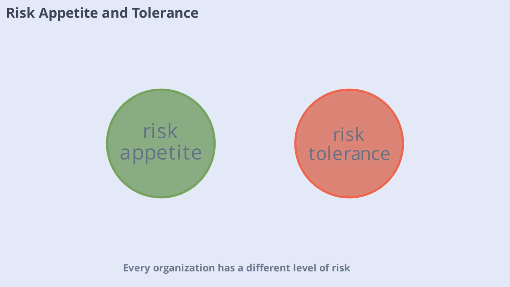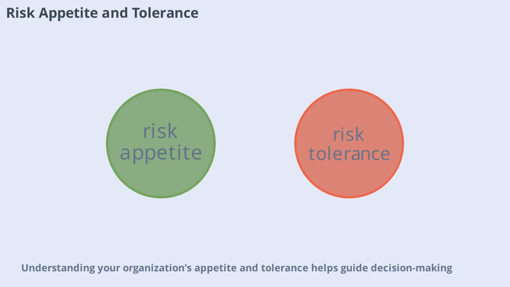Every organization has a different level of risk it's willing to accept. This is known as risk appetite. Risk tolerance defines the specific boundaries within which risks are acceptable. Understanding your organization's appetite and tolerance helps guide decision-making and ensures that risk responses align with business objectives. It's important to communicate these limits clearly to all team members.